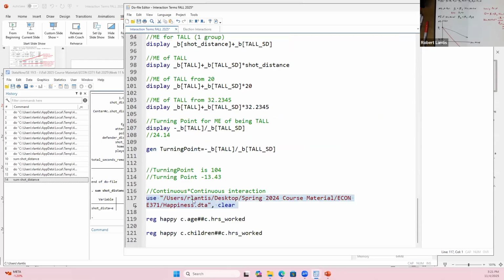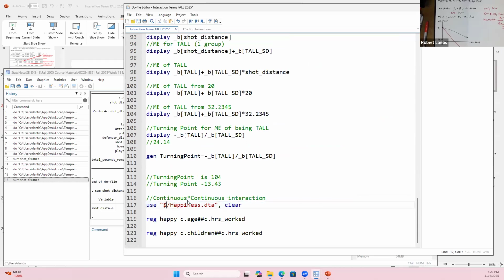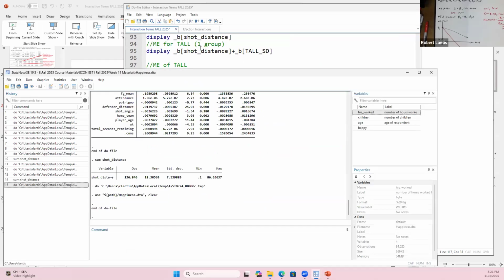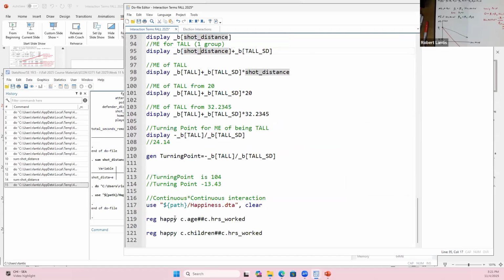But for today, we'll look at this happiness data. Let's see. Oh. Let's hope that I put it in the right folder. Fingers crossed. Yes. Okay, good.